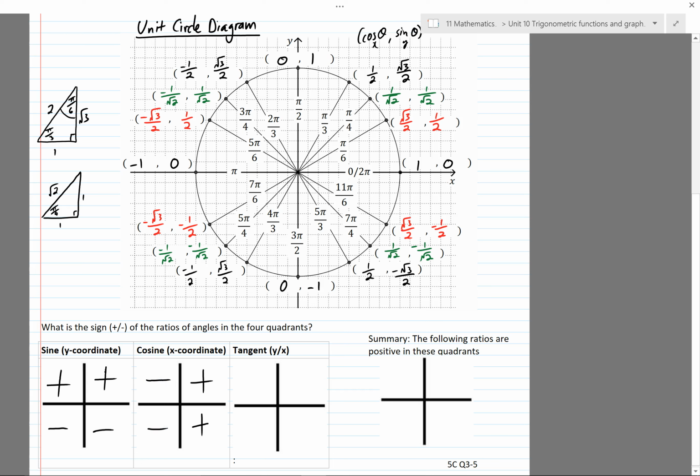Tan is a little bit trickier because it's y divided by x. In the first quadrant, it's positive divided by positive, so positive. In the second quadrant, it's positive divided by negative, which will give me a negative. Down here, negative divided by negative, which will give me a positive. And the final one, correction, this one's negative divided by positive, which will still give me a negative. So this will give me an idea whether the ratio is going to be positive or negative.